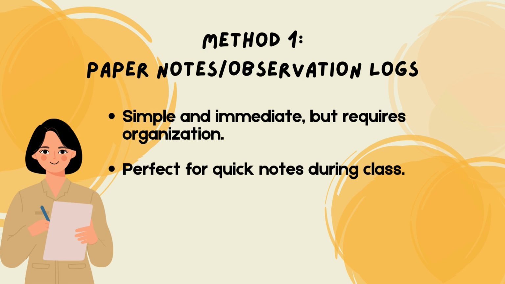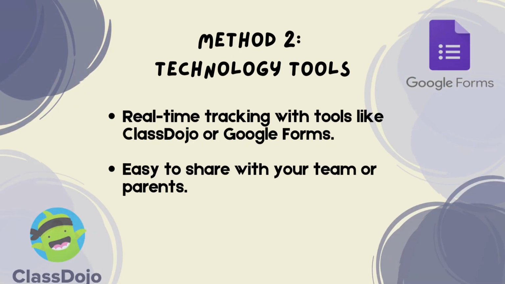A clipboard with observation sheets is super easy to grab during class. As you watch students, you can jot down quick notes about behaviors you see. It's immediate and you don't have to worry about tech glitches. But of course, the downside of it is that it's easy to lose track of all those little notes if you don't stay organized.